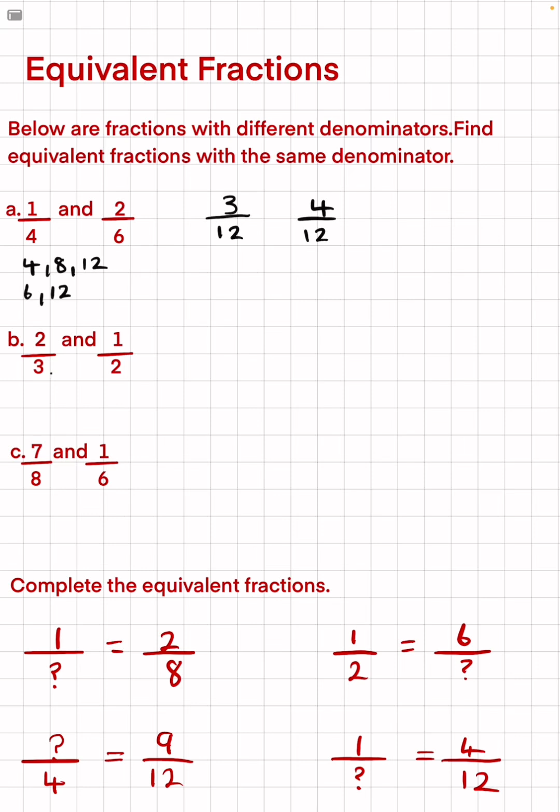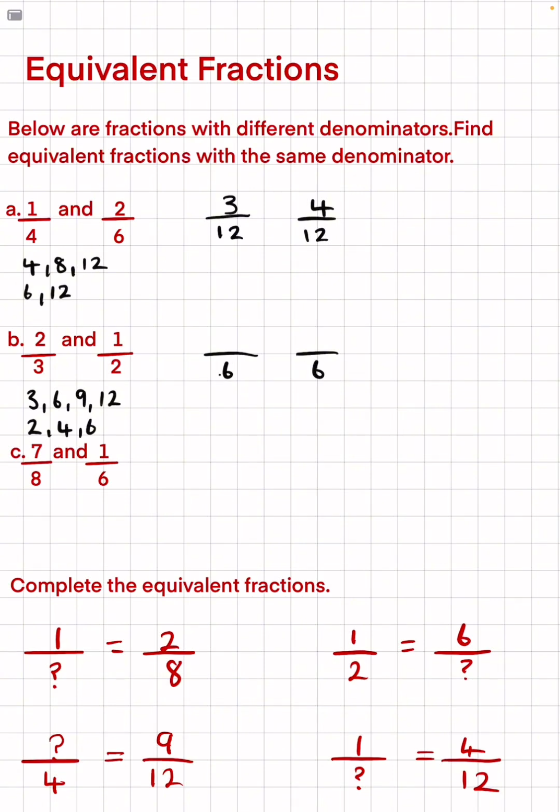Next, we've got 2/3 and a half. We're going to start by listing the 3 times table first. 3, 6, 9, 12. And now we can list the 2 times table. 2, 4, 6. We can see that 6 is a common multiple of 3 and 2. So we're going to use this as the denominator.